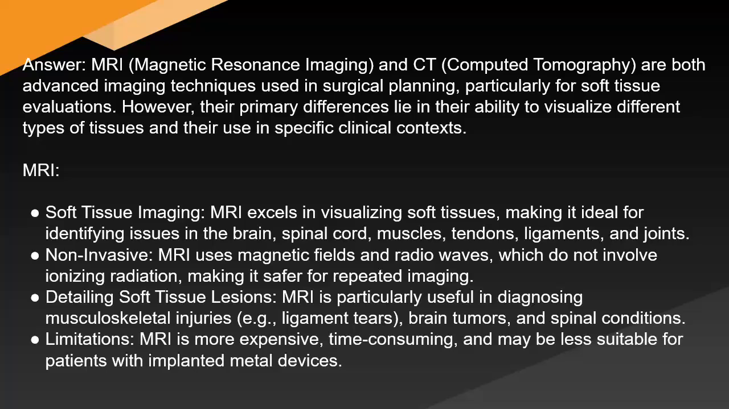MRI excels in visualizing soft tissues, making it ideal for identifying issues in the brain, spinal cord, muscles, tendons, ligaments, and joints. Non-invasive: MRI uses magnetic fields and radio waves, which do not involve ionizing radiation, making it safer for repeated imaging. Detailing soft tissue lesions: MRI is particularly useful in diagnosing musculoskeletal injuries, e.g., ligament tears, brain tumors, and spinal conditions. Limitations: MRI is more expensive, time-consuming, and may be less suitable for patients with implanted metal devices.